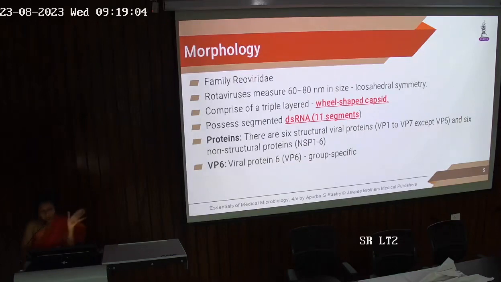The size, though, I'm sure you will not remember, but remember the symmetry. It has an icosahedral symmetry, and this structure is very important. There are a few viruses in virology where you have to know the structure, like astrovirus is star-shaped. The shape of rotavirus is also peculiar. Like you have a few other viruses also, like rabies virus. What is the shape of rabies virus? Anyone?